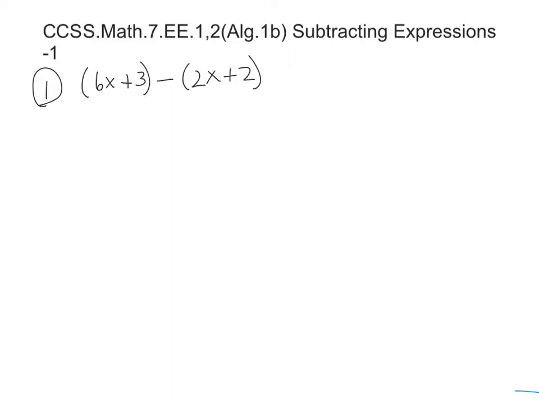Common Core State Standards Math, 7th grade, Expressions and Equations 1 and 2, Algebra 1B.